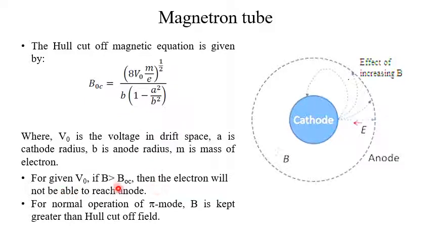For given V0, if B is greater than BOC, then the electron will not be able to reach the anode. They will come back to the cathode again. For normal operation of pi mode, B is kept greater than the Hall cutoff field. That means for normal operation of the magnetron, in absence of RF field, the electron should come back to the cathode again. So this is how we have to choose the magnetic field or strength of those magnets.